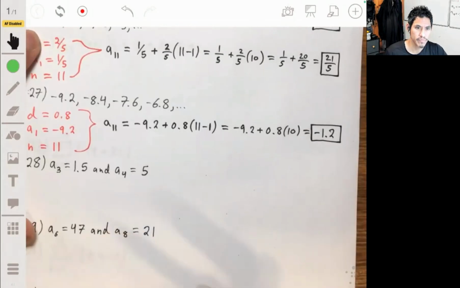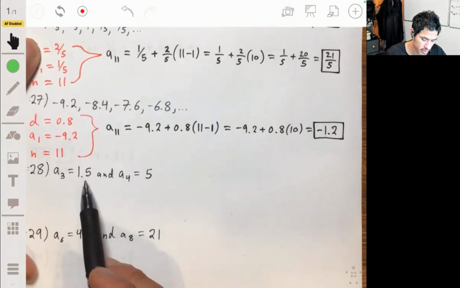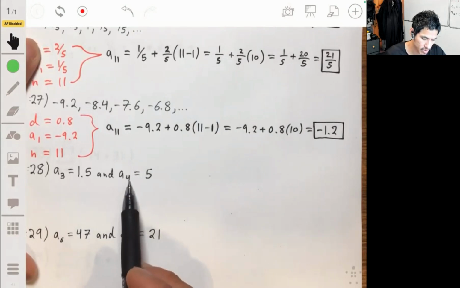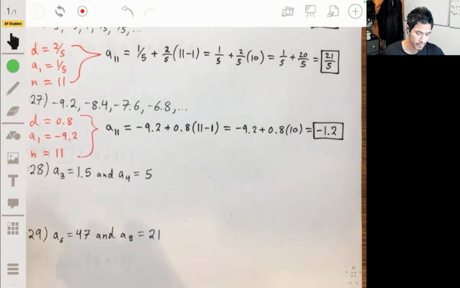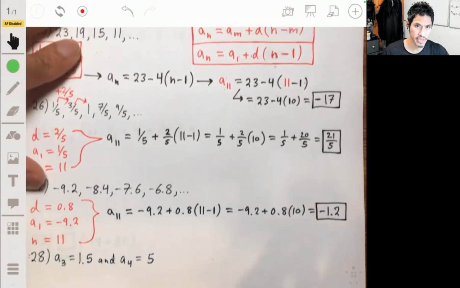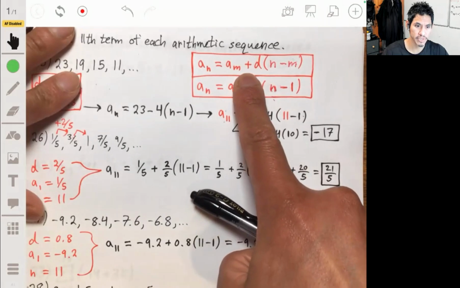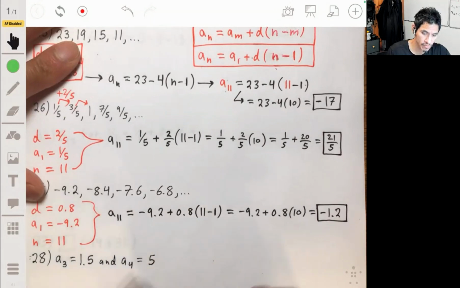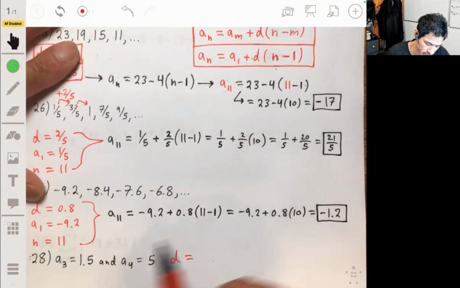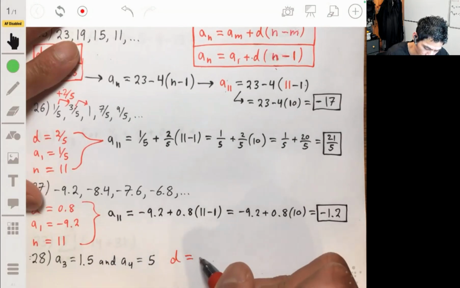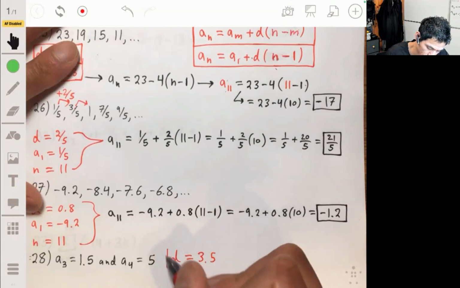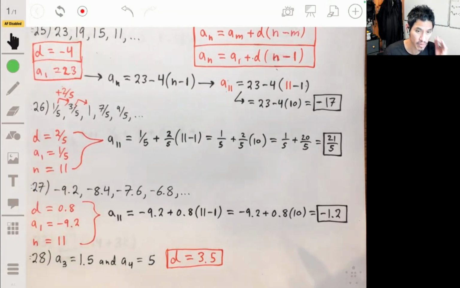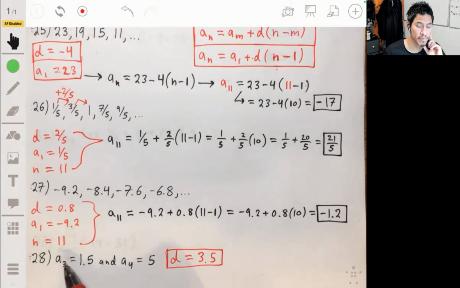All right, here we're given two terms in a row. And so this is what I mean. This is where we can use this first equation to find the nth term. So we still start off with our common difference d, which is going to be 3.5. Now, we're not given the first term, but that doesn't matter.